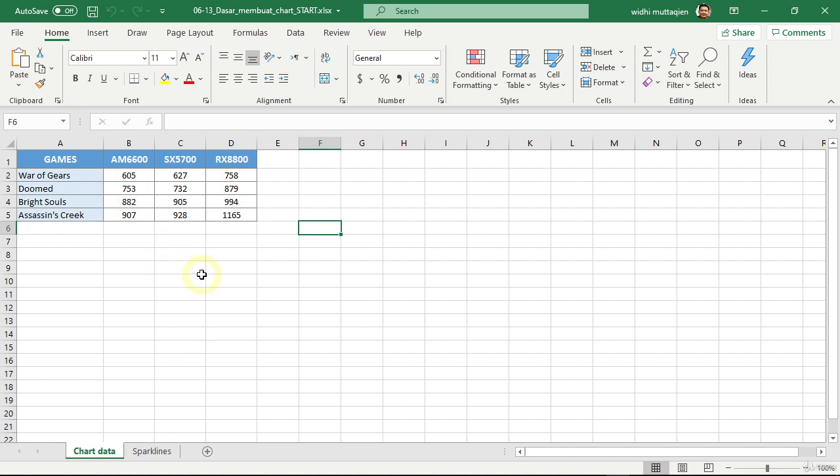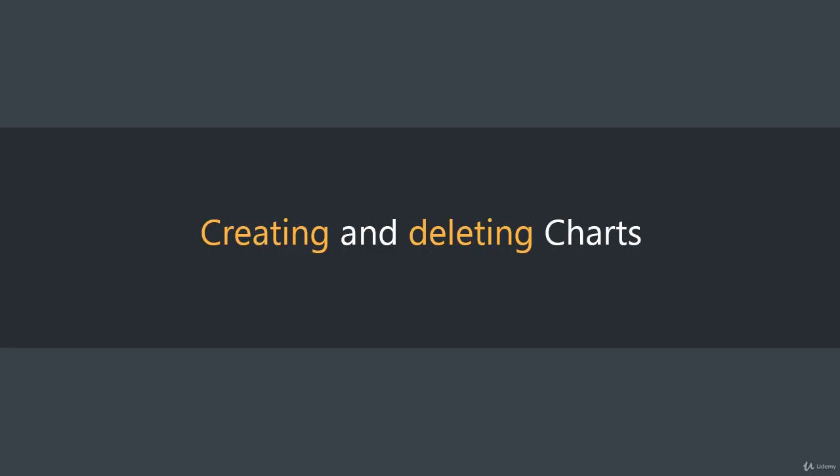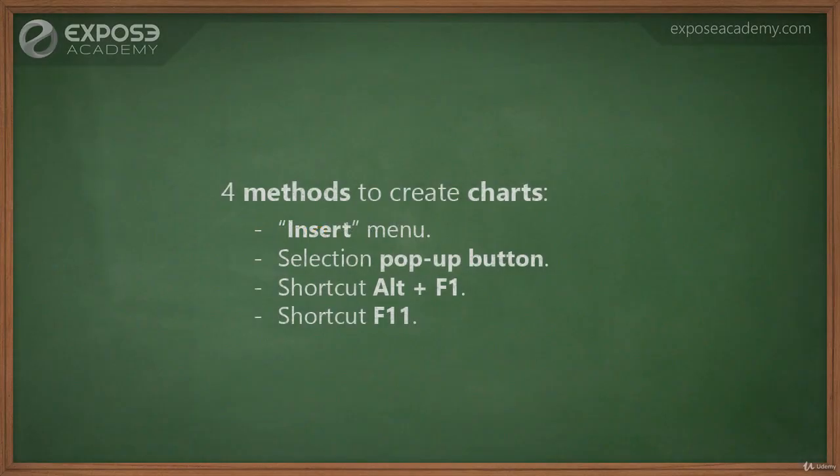In this Excel file, I have provided dummy data, which is a benchmark for 3 graphic cards tested on 4 different games. Again, all of these are just fictional. In Excel, there are at least 4 methods for creating charts. You can use the Insert menu, using the pop-up button, using the Alt F1 shortcut, and the last one is by using the F11 shortcut. Let's discuss the differences between each method.